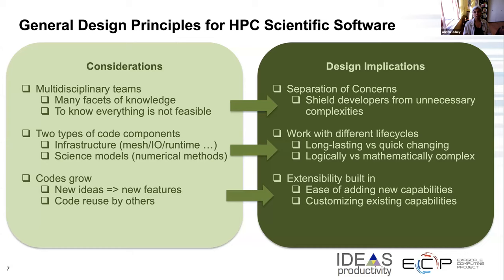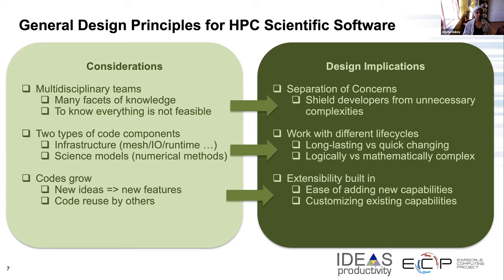So the general design principles for HPC software, as we have gelled from wide community experience as well as the general experience of the ECP projects, is that there are considerations and then they have implications on design. The considerations are that very often these science teams are multidisciplinary teams, and therefore they have to worry about many facets of knowledge. For any one person to know all of the facets of knowledge that need to be understood is not feasible. And therefore, the design implication is that there should be a separation of concerns built into the design that shields developers from knowing in detail about unnecessary complexities that they have to deal with.